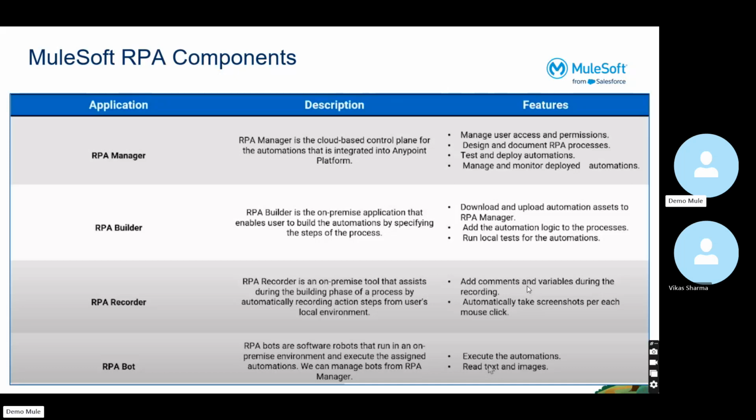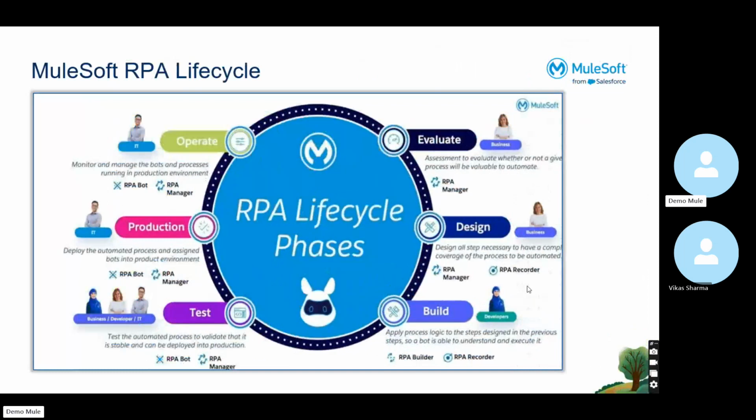Then, coming to the MuleSoft RPA lifecycle. The lifecycle starts with the evaluate phase, in which we assess whether a task is really eligible to be automated by MuleSoft RPA, and whether you will get some value after automating this task. The assessment is based on certain criteria or parameters, and if it's evaluated that it's really worth automating that task, then we move to designing the task, which is the design phase.